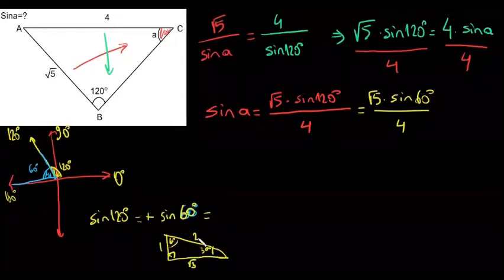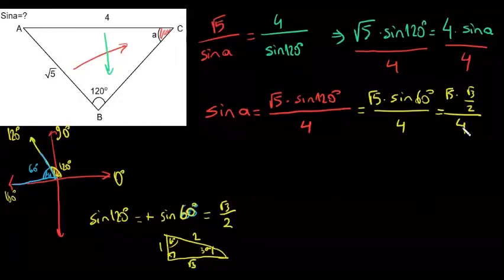So sine is opposite over hypotenuse. Opposite is root 3 over hypotenuse is 2. Sine of 60 is going to be equal to root 3 over 2. So let's continue. Root 5 times root 3 over 2 over 4, right?